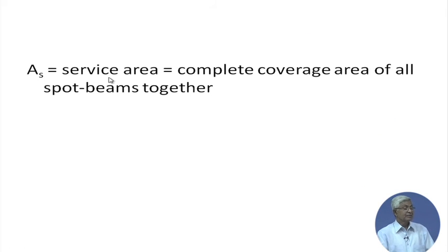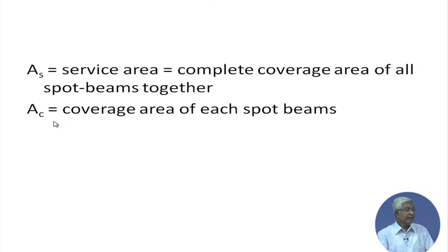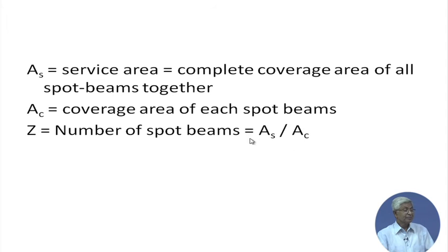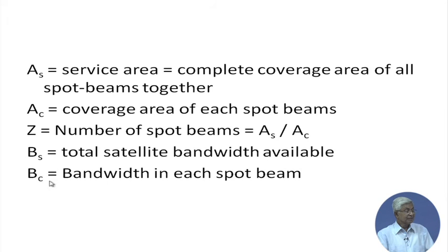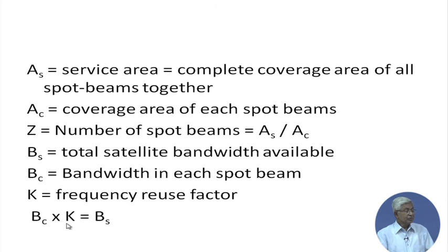Let us say AS is the service area, that is complete coverage area of all spot beams together, as we mentioned earlier. AC is the coverage area of each spot beam. Z is the number of spot beams, that is obviously a division of these two, and total satellite bandwidth available is BS. Now how that can be used: BC is the bandwidth in each spot beam, and K is the frequency reuse factor, in this case 7, in the earlier slide what we have shown.